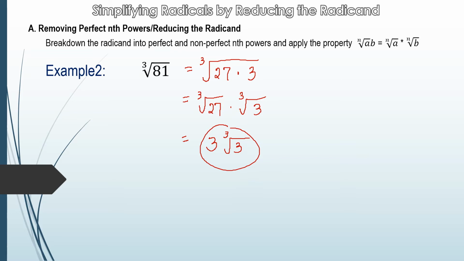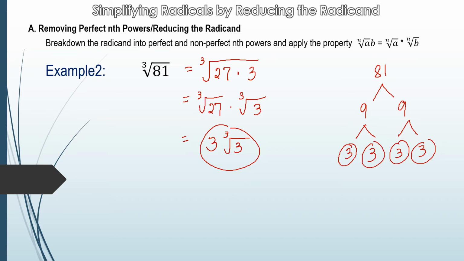So another method is by using the factor tree method, or getting the prime factors of 81. So for 81, one of its factor pairs, let's say we have 9 times 9. And then for 9, we have 3 times 3. Let us identify the prime factors. So we have 3, 3, 3, and 3.